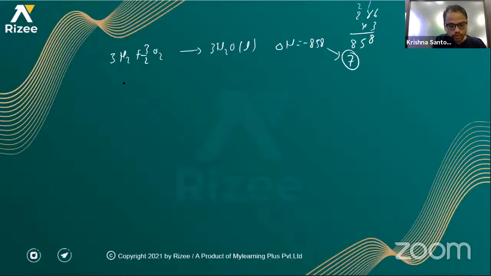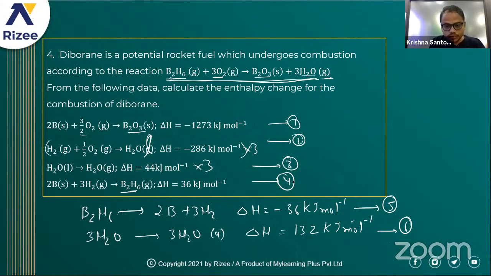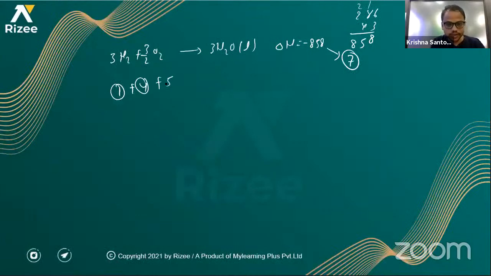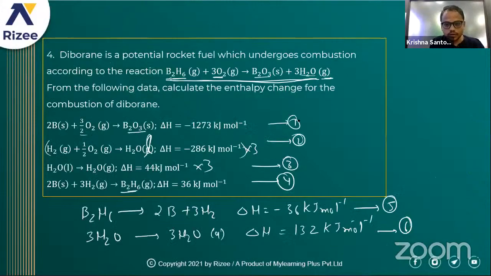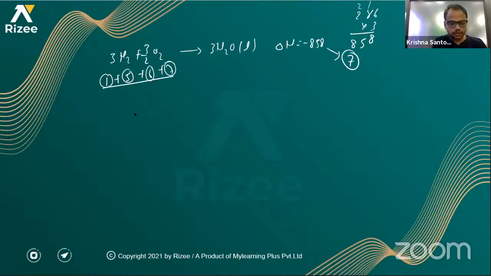So now we will add all those things: 1, 5, 6, 7. So 1 plus 5 plus 6 plus 7. So what is 1 first of all? 2B plus 3 by 2 O2 gives rise to B2O3. This is the first equation.